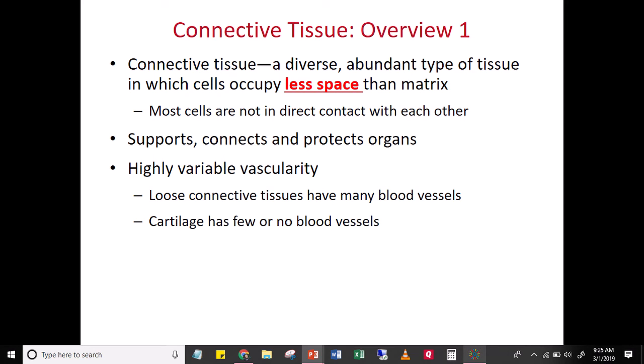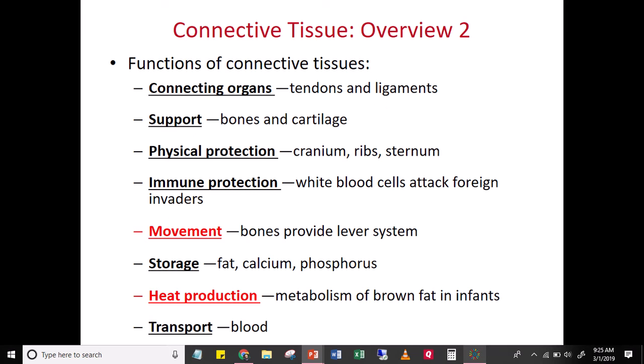Now, when we look at functions of connective tissues, these connective tissues are all over the chart. We have blood, bone, we have fat. There are so many different structures when we look at connective tissues that we're going to have lots of different functions associated with that. Remember, one of the unifying themes of anatomy and physiology is that structure determines function. Because we have lots of different structures, we'll have a lot of functions to talk about.